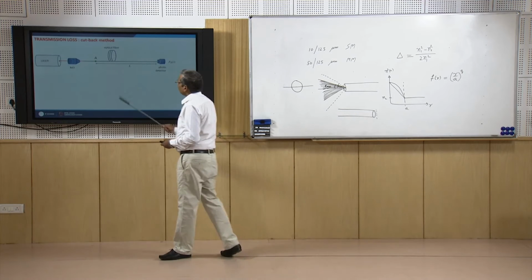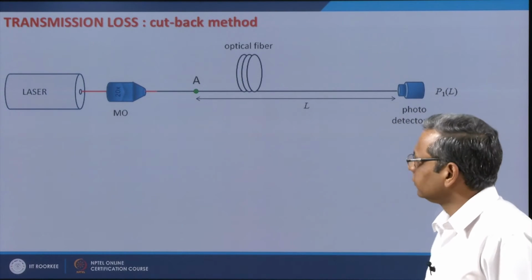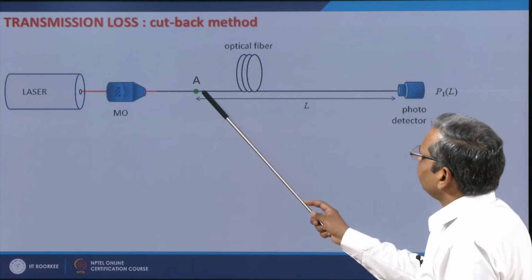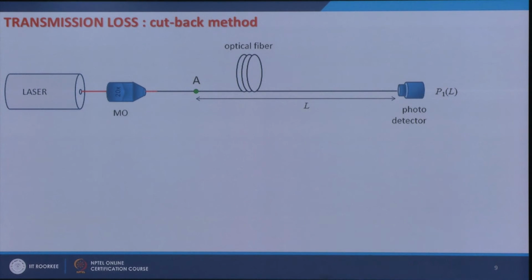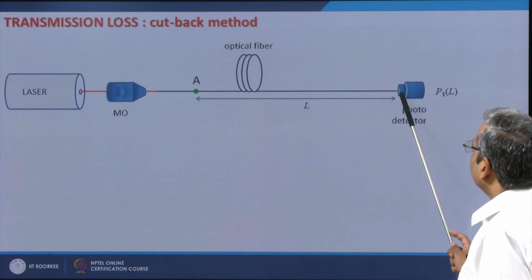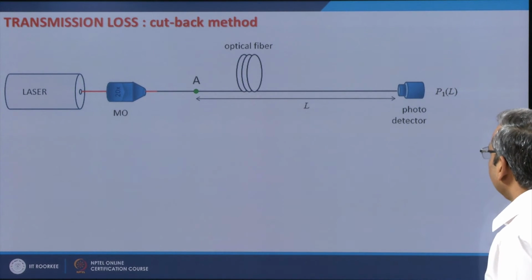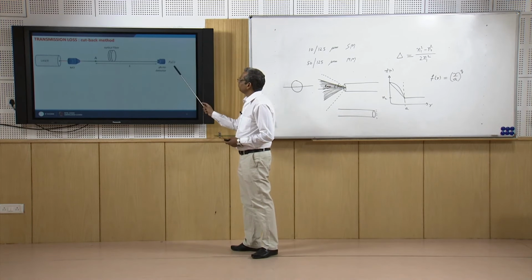and identify one point very near to the input end, mark it, and from that point you might know what would be the length of the output end. So, this length should be known, and then you measure the power at the output end of the fiber using a photodetector, and let this power be P1L.